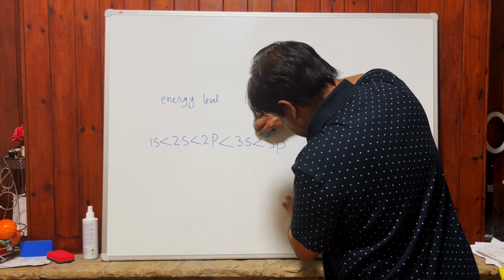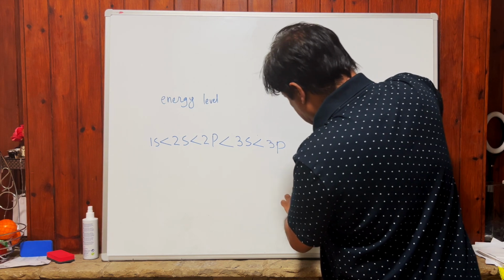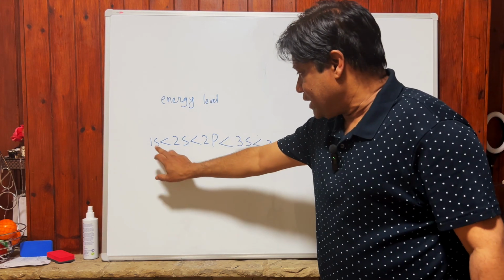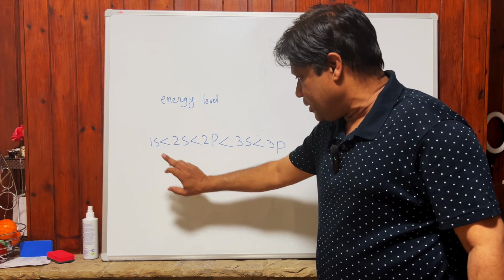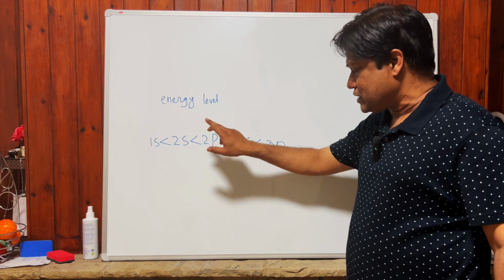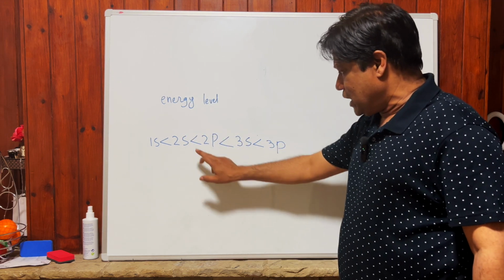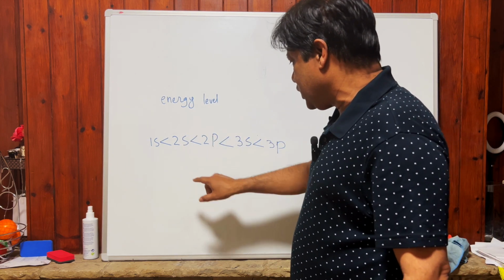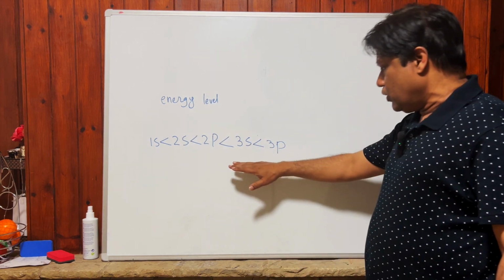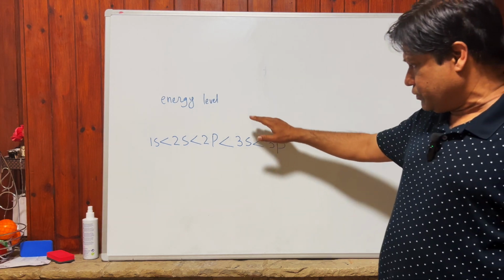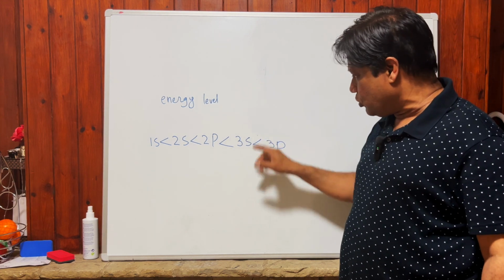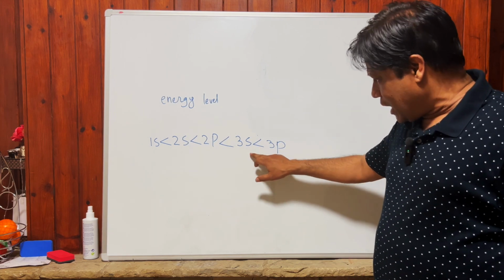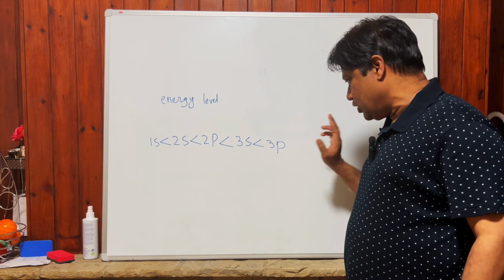The first energy level has only one subshell, the s subshell, with one orbital. The second energy level has an s subshell and a p subshell. s has one orbital, p has three orbitals. So you can fill 2 electrons, and you can fill 6 electrons. Then we move to the third energy level, third orbit. The third energy level has an s subshell and a p subshell. s has one orbital, p has three orbitals.